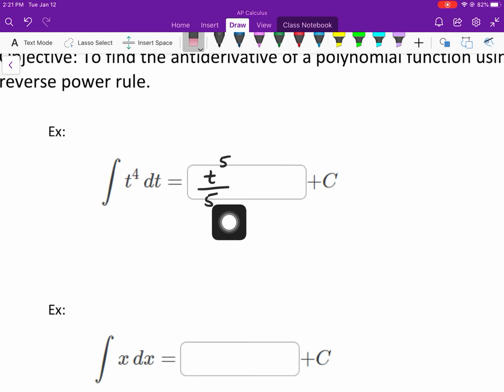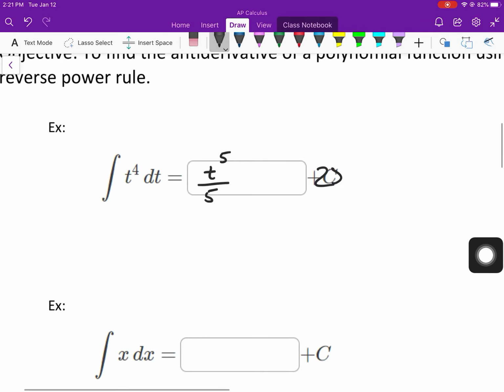What's the plus c? When we do an antiderivative, there can always be a constant of integration, is what we call it. The reason why is, who knows? Maybe in this antiderivative function, there was originally 25 here. We don't know. But when we take the derivative of this function, it brings us to t to the 4th. And remember, the derivative of a constant is 0, so it goes away, and we'd be left with t to the 4th.